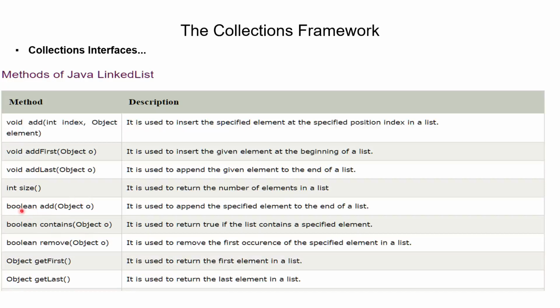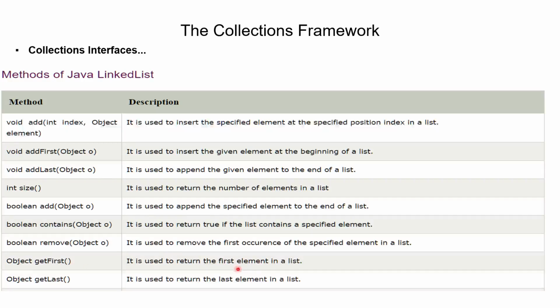add with an object that returns a boolean, a little bit different from this add up here, is used to append the specified element to the end of the list, and then it returns true or false if successful or not. contains, passing an object, is used to return true if the list contains the specified element. So contains is searching. And remove with an object that returns a boolean is used to remove the first occurrence of the specified element in the list. So notice it's the first occurrence of the specified element. So you may have to run it a few times.